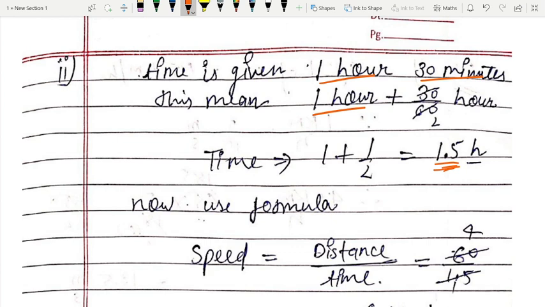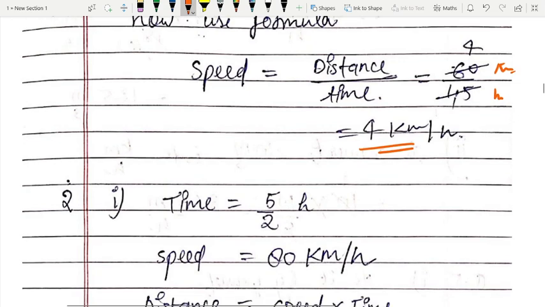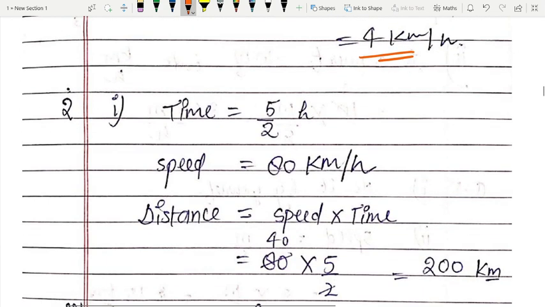Now let's see the formula. Speed is equal to distance upon time. How much is the distance here? 60 kilometers, and the time is 1.5 hours. So our speed will be in kilometers per hour. 4 kilometers per hour is our answer. Just note it down in your notebook. Now let's move to the next one; pause the video and just note it down.